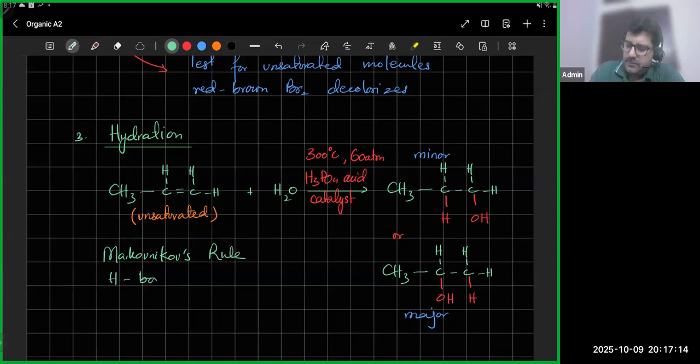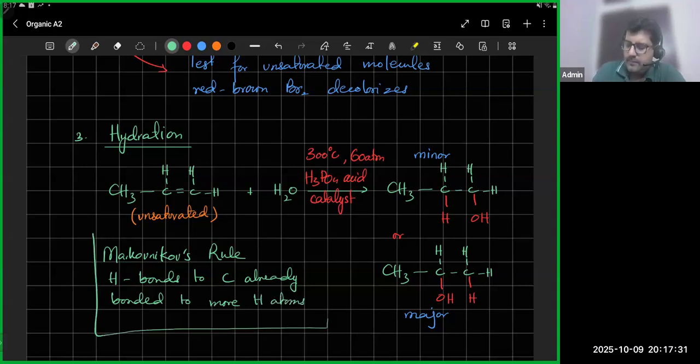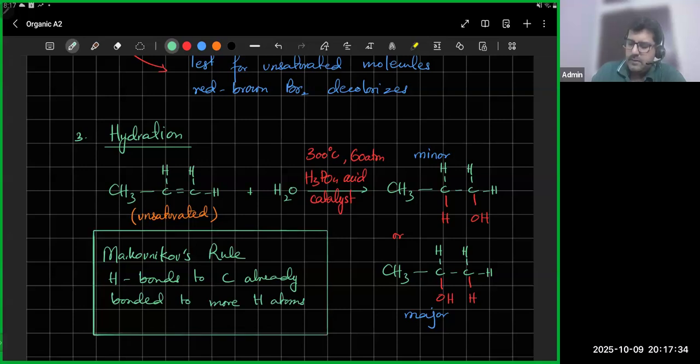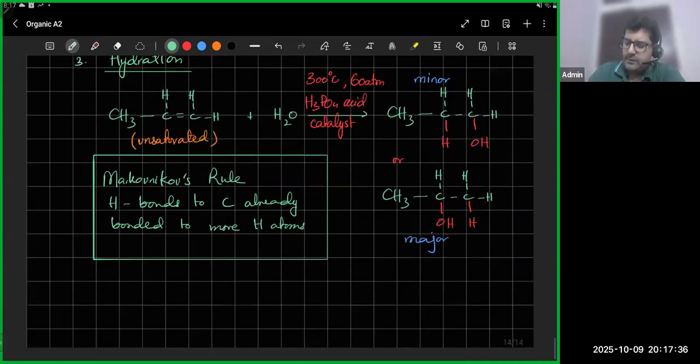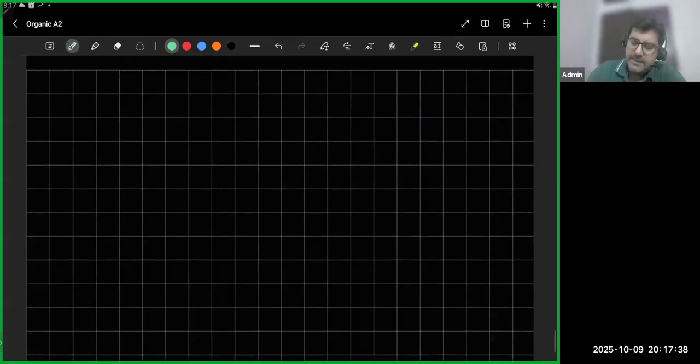So H bonds to the carbon already bonded to more H atoms. Let's see, okay, that's hydration. And the fourth one is hydrogen halides.